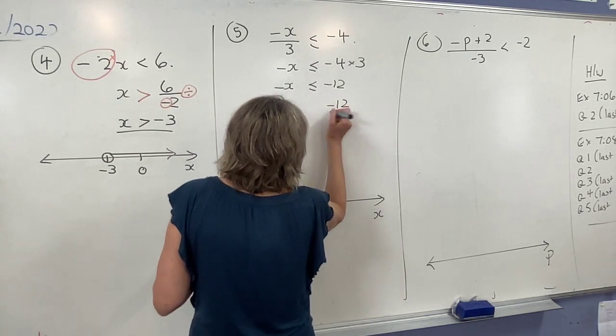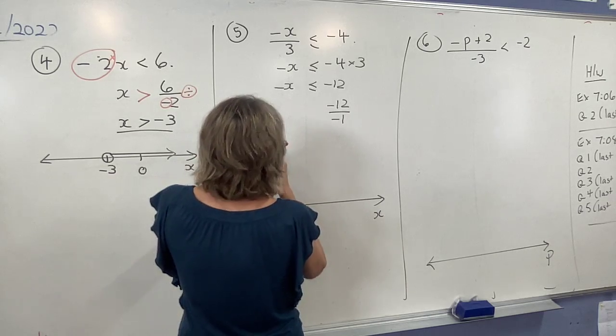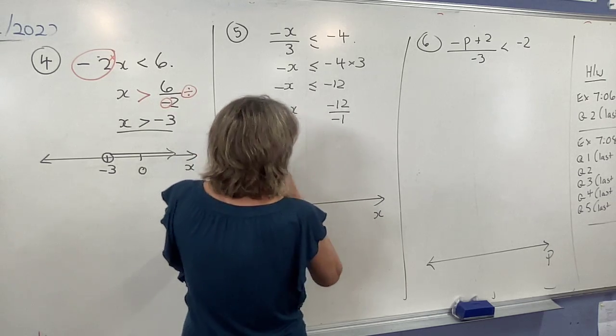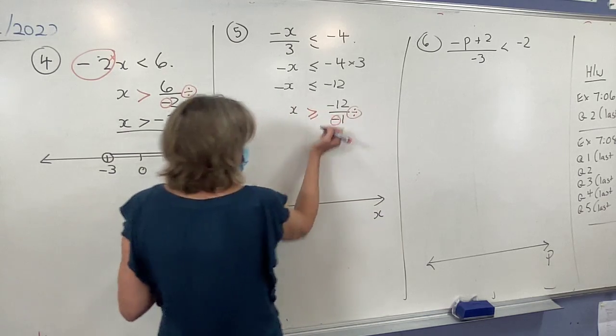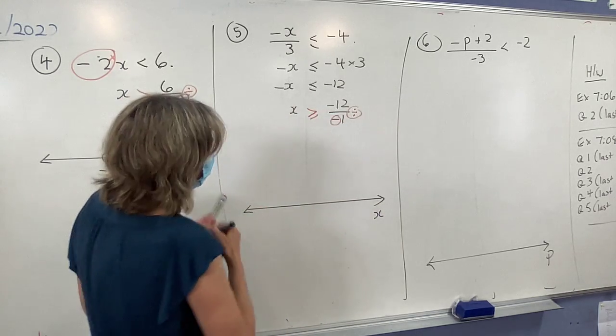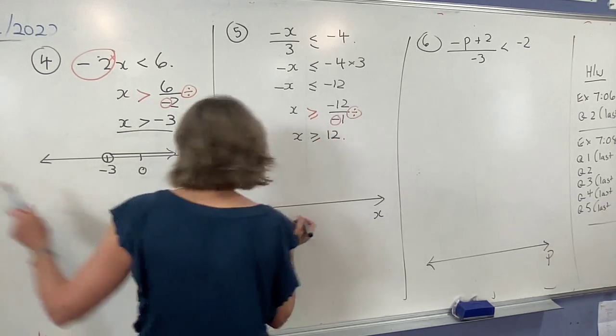Continue. And then you take the negative 1 over, and then it'd be minus 12 over minus 1. Good, and then you flip the sign. Now we flip the sign. Right, because we're dividing by the negative, that's why we're reversing the sign. Continue. Your answer? Then it'd be x is greater than or equal to 12. Yeah, good. Anyone got any questions?